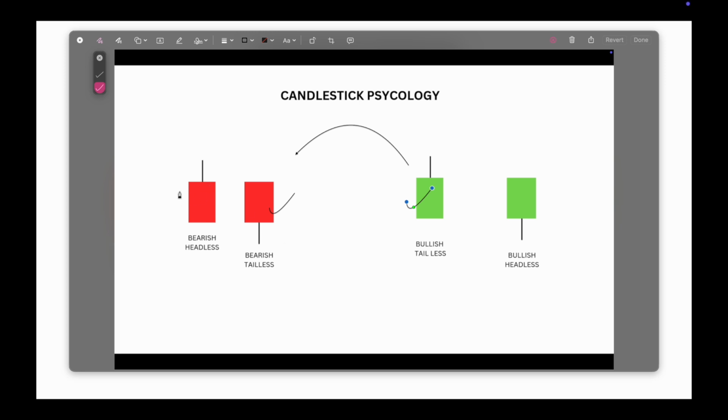You can take this screenshot, and if there is confusion, you can ask me anytime, anything. I'll be happy to help. But just remember that the bearish tailless candle is always stronger than the bearish headless candle in a bearish trend, and the bullish tailless candle is always stronger than the bullish headless candle.